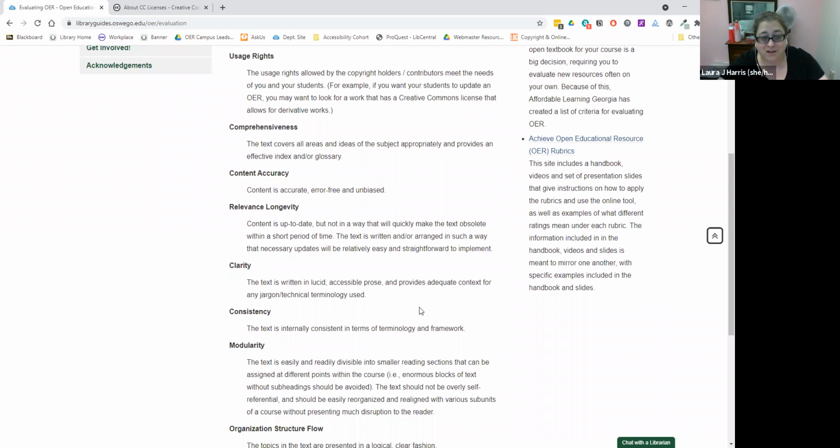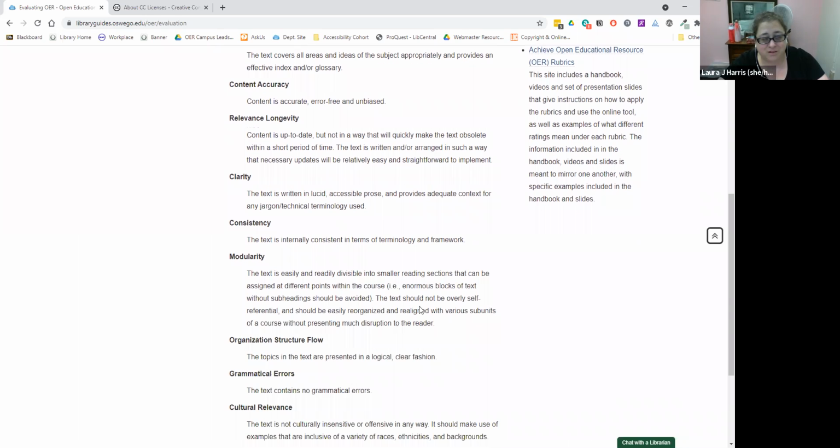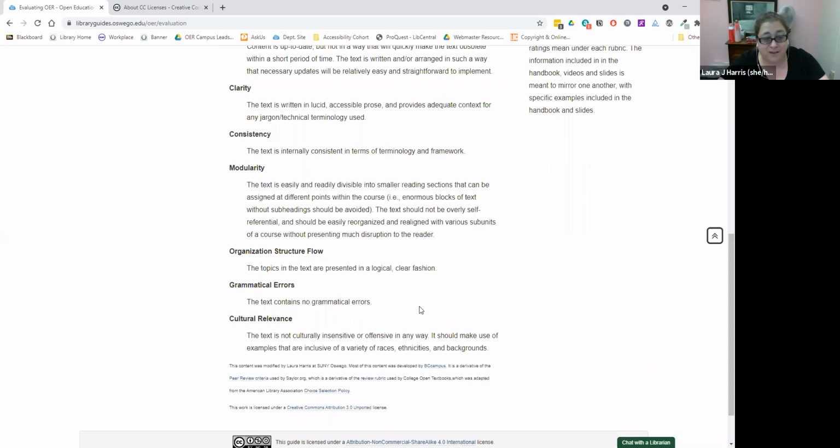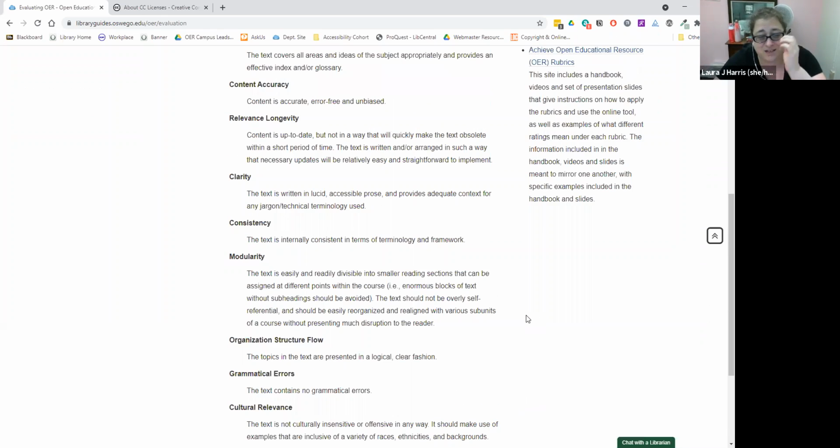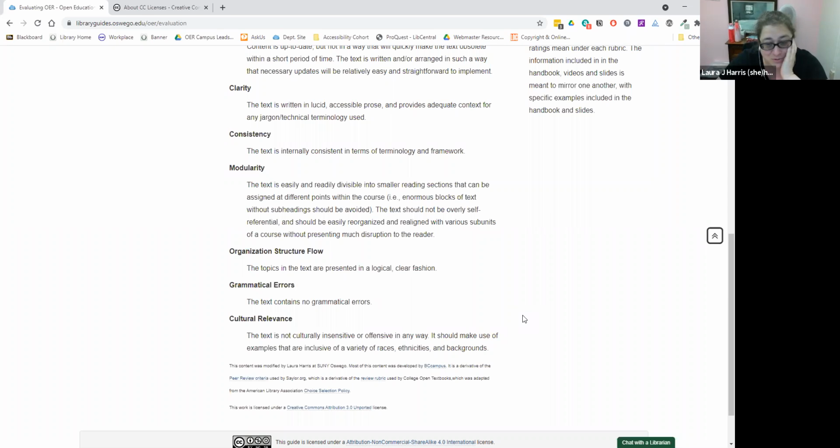I think clarity and consistency, again, are going to be really dependent on your subject area. And last but not least, look for cultural relevance. You really don't want something that is racist or ableist, things like that. And if you can use materials that are inclusive and demonstrate or include people from various races, ethnicities, abilities, that sort of thing, all the better.